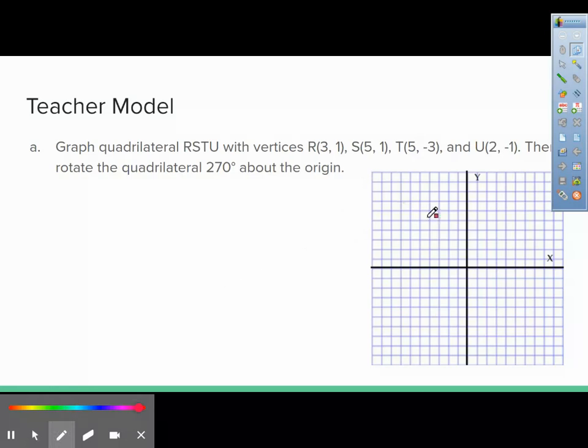Okay. All right, so R is 3, 1. They're both positive, so that means go to the right 3 and up 1. And guys, if it helps you on graphing these ordered pairs, look at them like they're vectors. Positive 3 means go to the right. Positive 1 means go up. But you always start from the origin. S is 5, 1, you go to the right 5 and up 1.